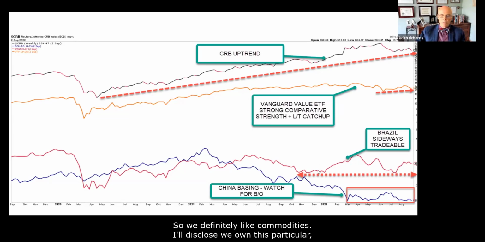I'll disclose we own this ETF. This is the Brazil ETF. So we are holders of this, both personally and professionally. But we like this as a tradable. I mean, the S&P 500 fell and hasn't really rebounded, whereas this is most definitely a trading situation. But we like Brazil because it does have commodity exposure through Petrobras, one of their biggest holdings, as well as there's some possibility that if the US dollar starts to weaken, the emerging markets will start to look a little bit better. So that's one thought we like as well.